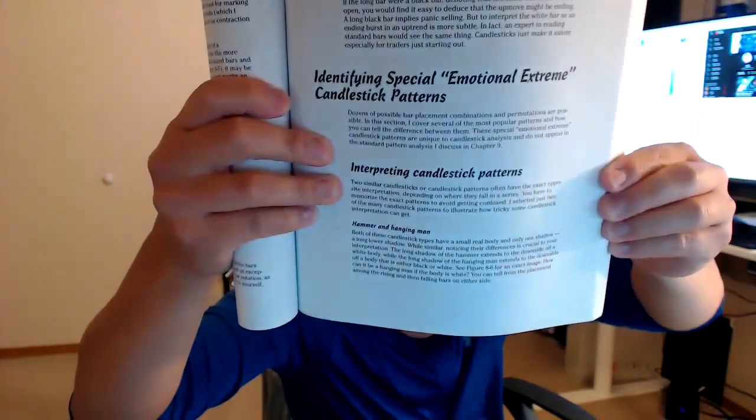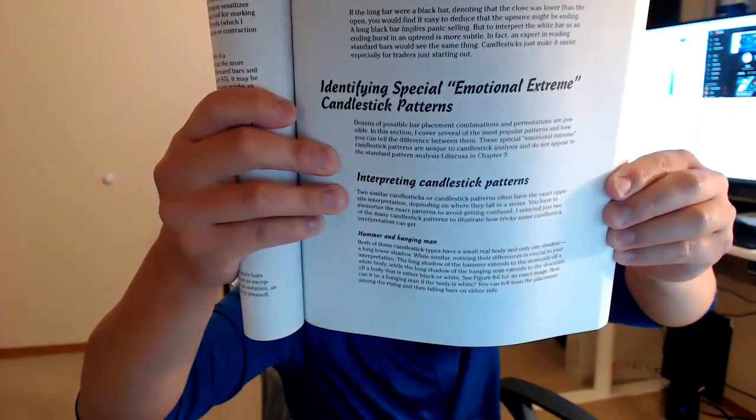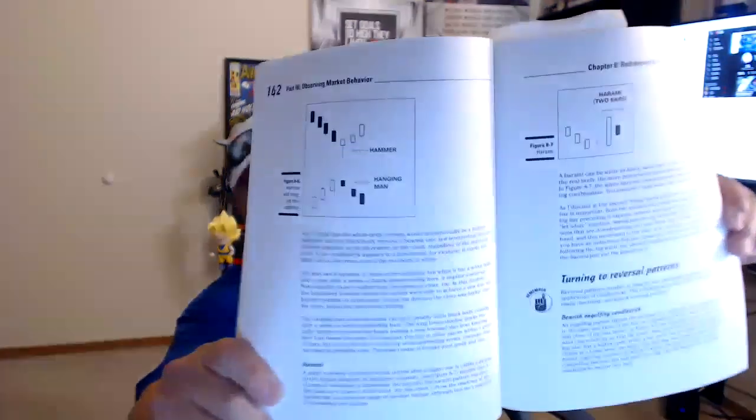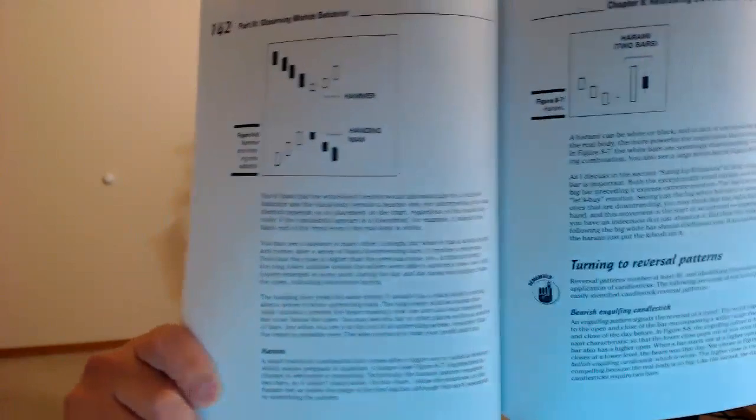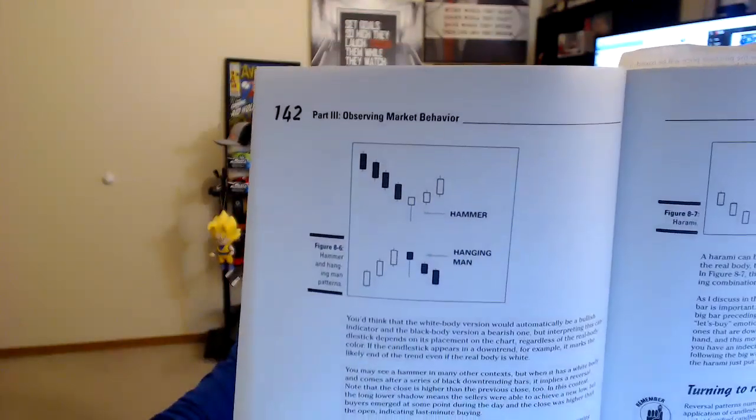Oh, on page 141, they talk about extreme emotional candlestick patterns. Hammer and hangman. Here we go, the hangman. These are key points of reversals. A hangman, let me show you guys here. Turning to reversal patterns on page 143, so it's the page right after what I just showed you guys.